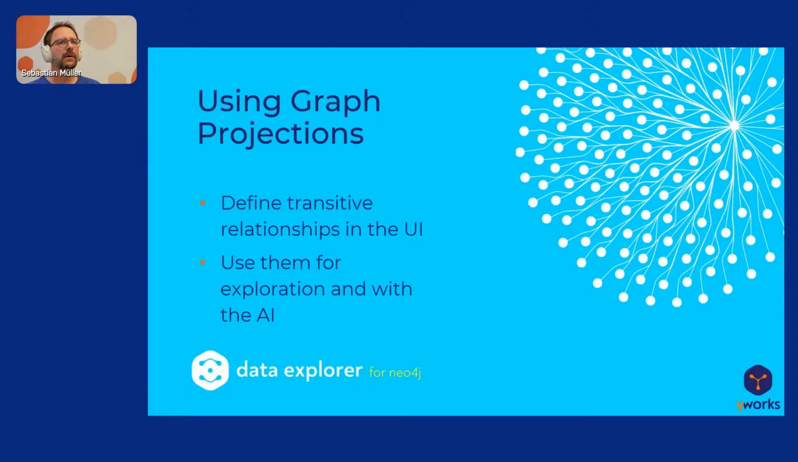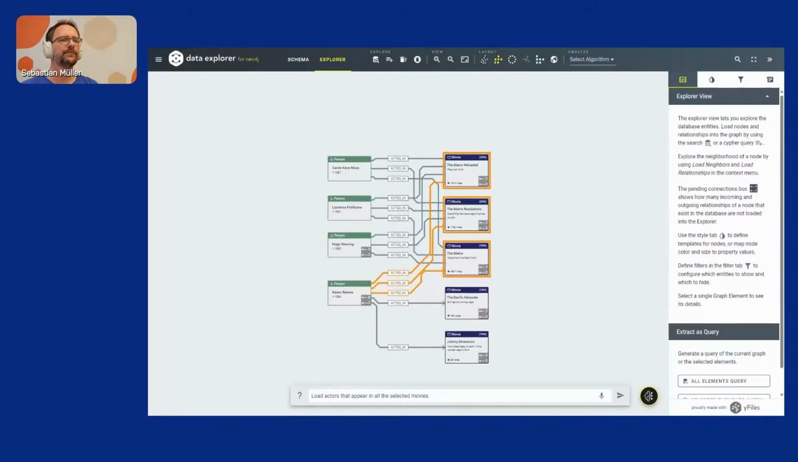For this one, we'll look at graph transformation and projections. For example, when I'm interested more in which actor co-acted with another actor, I might not want to see the intermediate hop, the movie where they co-acted in. Remember that in the database, there are only connections between actors and movies, but there's no direct connection between co-acting actors. So let's see how the Data Explorer can help here.